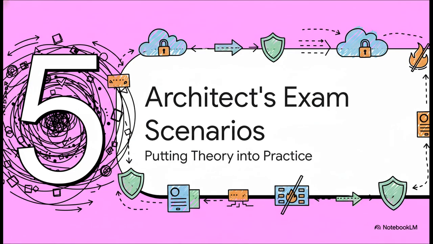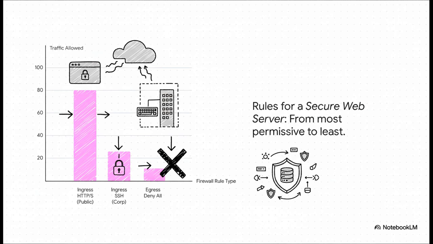Okay, we've covered a lot of theory. Now let's put it all into practice and walk through some scenarios, the kind you'll definitely see when you're sitting for a certification exam. So, let's design the rules for a secure web server. First, you need an ingress rule to allow web traffic, that's ports 80 and 443, from anywhere on the internet. Makes sense. Second, you need a way to manage the server, so you'll add an ingress rule for SSH, but you'll lock it down to only your trusted corporate IP address range. And third, here's the pro move. You create a high-priority egress rule to deny all outgoing traffic. This helps prevent the server from being used to attack other systems or leak data if it ever gets compromised.